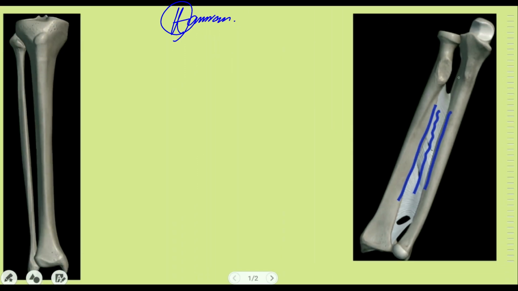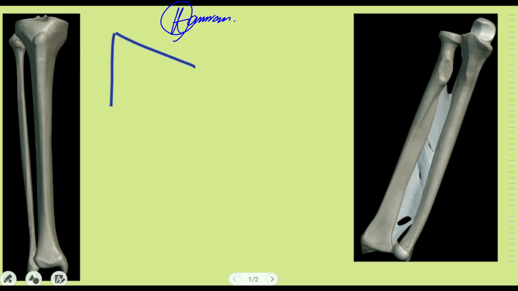But what is the alignment of the radius and ulna bone and tibia and fibula bone when they get attached to the interosseous membrane? This is very important to understand, to have a good concept of the borders and the surfaces of these bones. First, I will show you the alignment of the radius and ulna, and then I will move to the tibia and fibula.